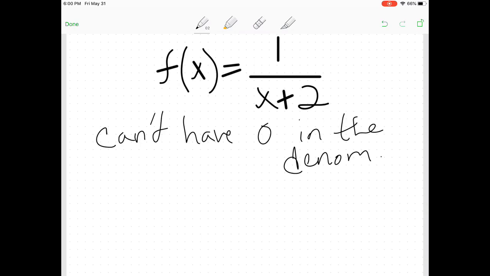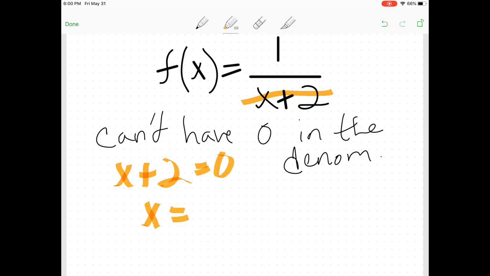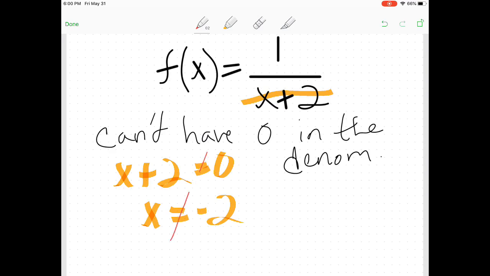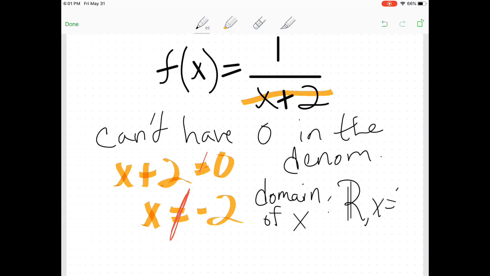Well, let's figure out, when is our denominator equal to 0? x plus 2 is equal to 0, so x is equal to -2. And we know that we can't have that. That's not allowed. We don't want that. So in this case, the domain of x is going to be all reals, but x is not equal to -2.